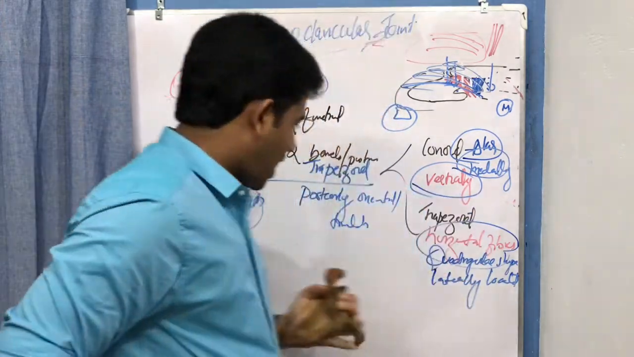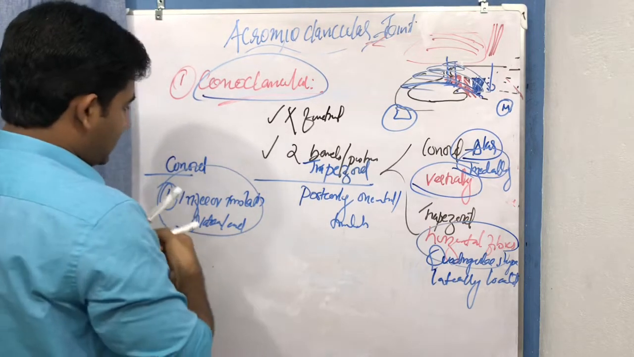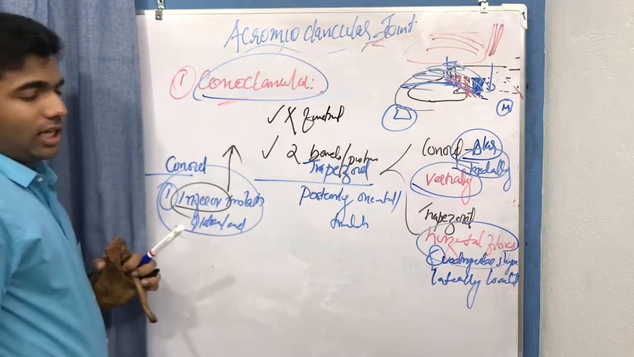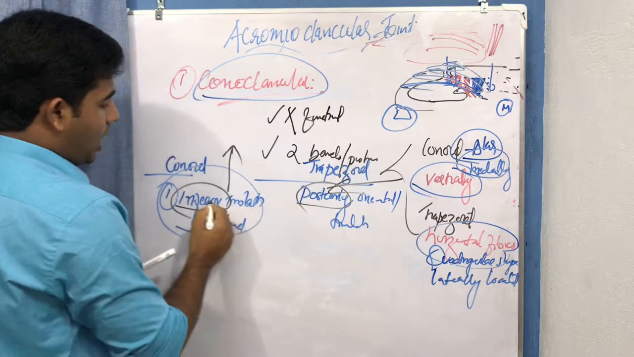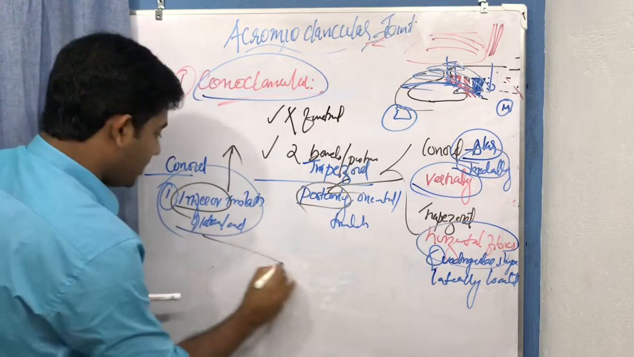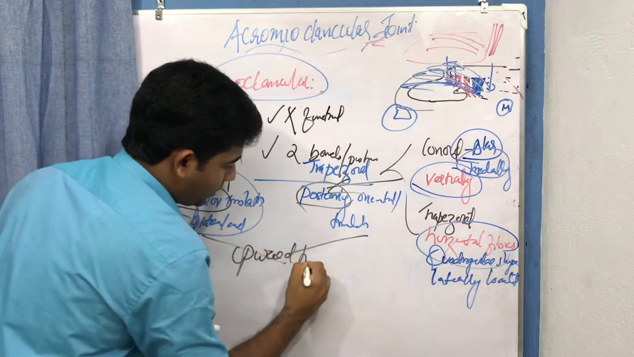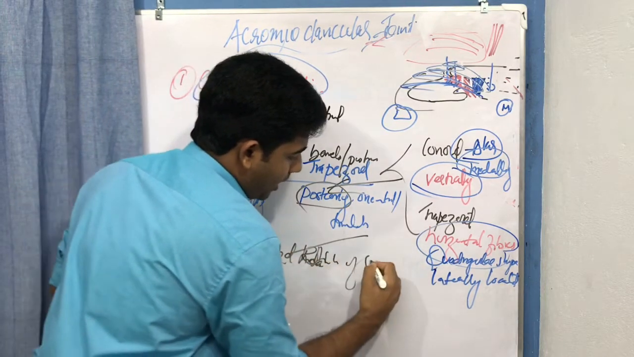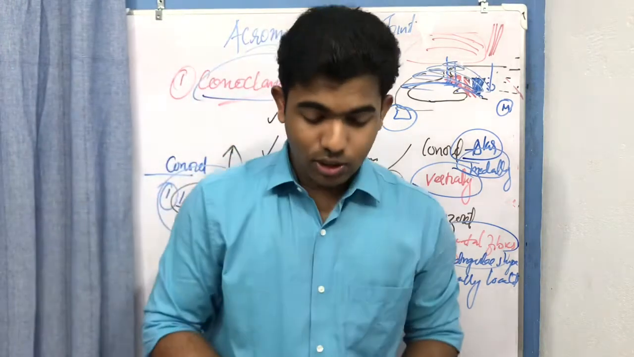So you have the conoid and trapezoid. There is nothing to confuse in this. This one prevents inferior translation. Always remember, this is vertically oriented. Remember, this is horizontally oriented, and it will prevent posterior translation. Both have the same function, that is, they limit the upward rotation of the scapula.